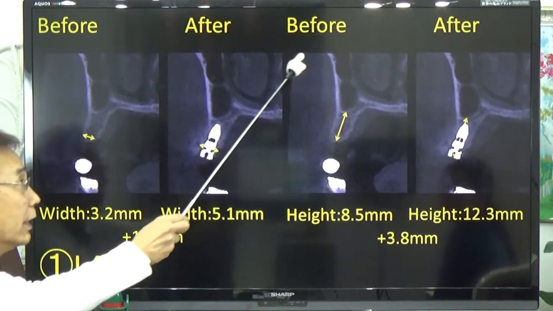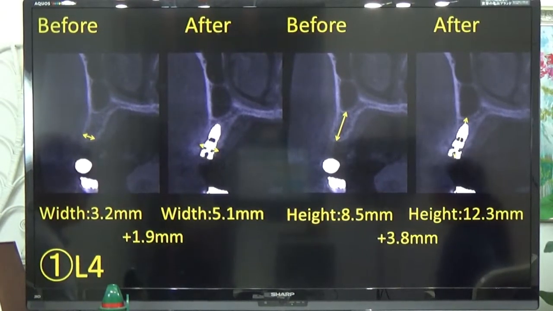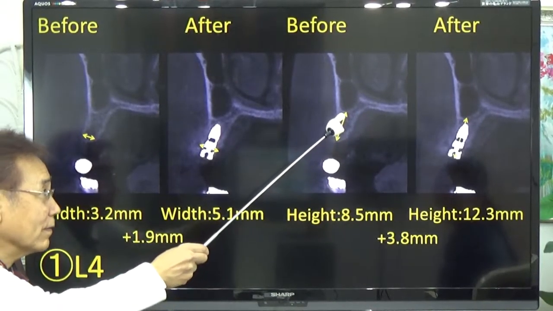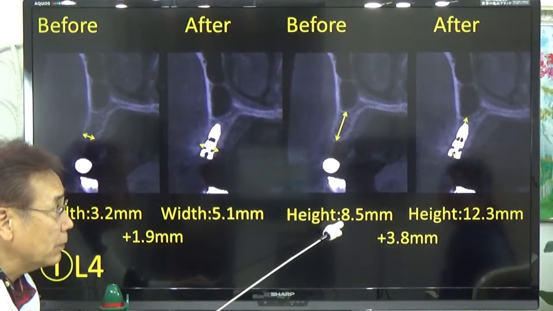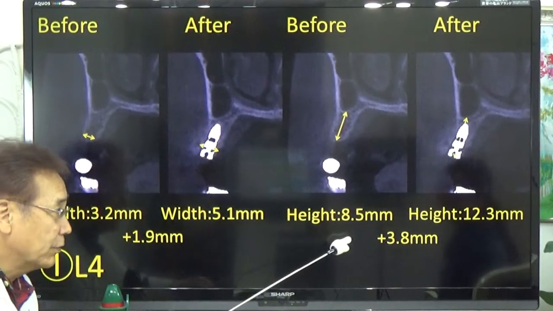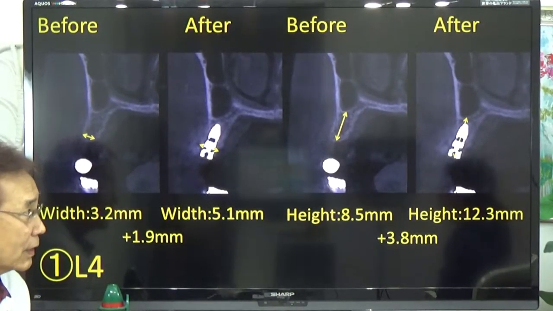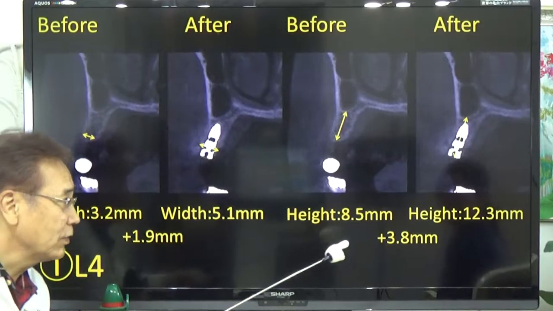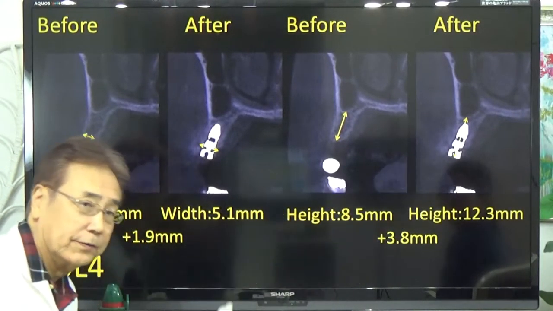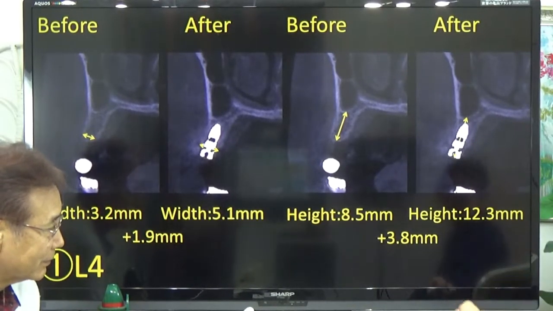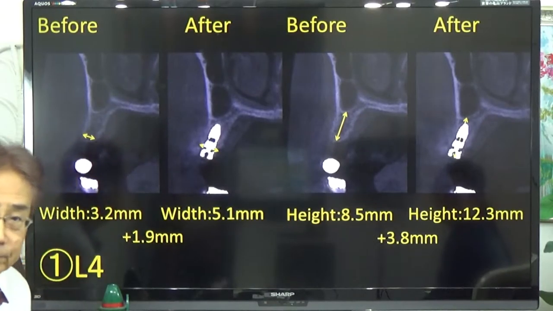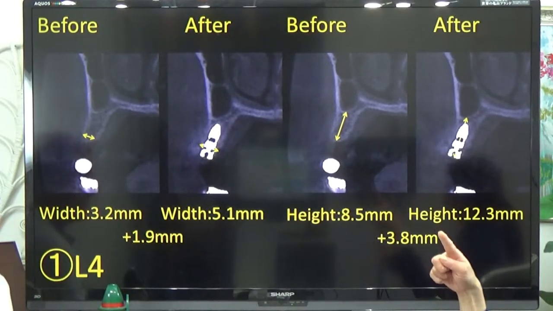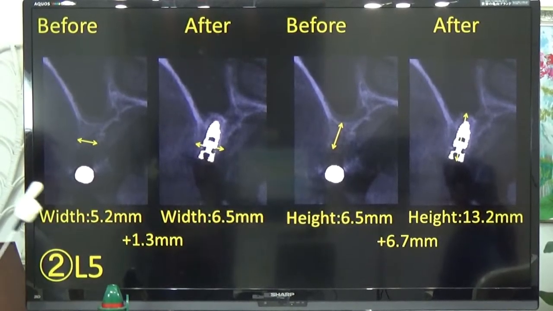After this, I'll show you the length. This is 4 before the operation, the same place, here and here. Look at here. The length is this. The height is 8.5 mm. It increased by 3.8 mm. After the operation, as a result, the height is 12.3 mm. The bone increased in height by 3.8 mm.